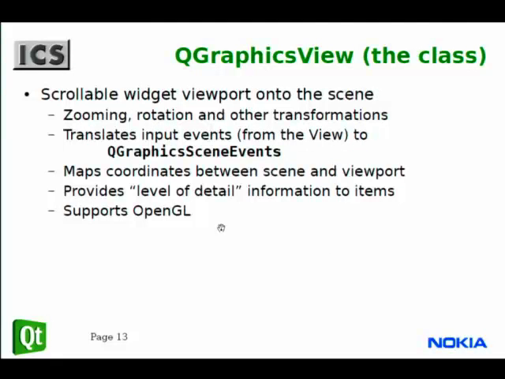It also provides level of detail information to your items. That way you can determine, as you're zooming in closer, whether the smallest items need to be painted or not. And when you zoom out, you can also make those kinds of decisions. And it supports OpenGL, so you can use an OpenGL paint engine on your QGraphics view.